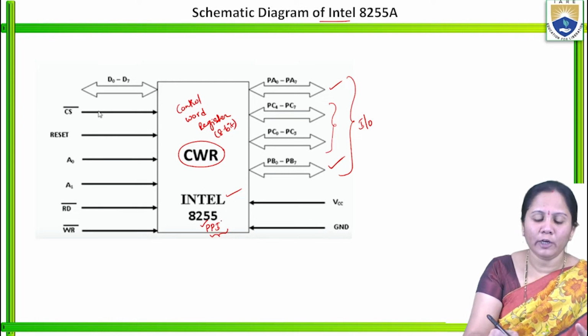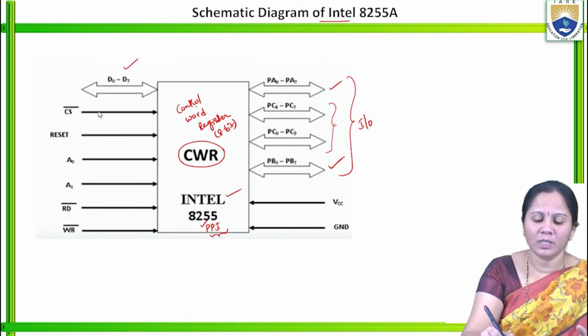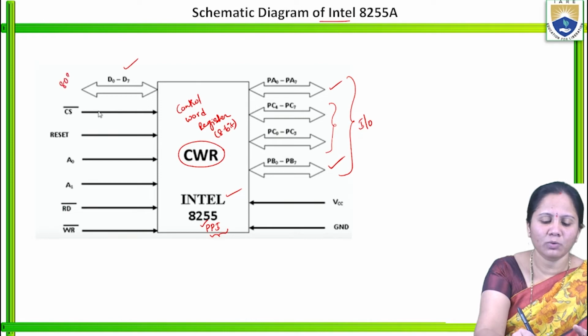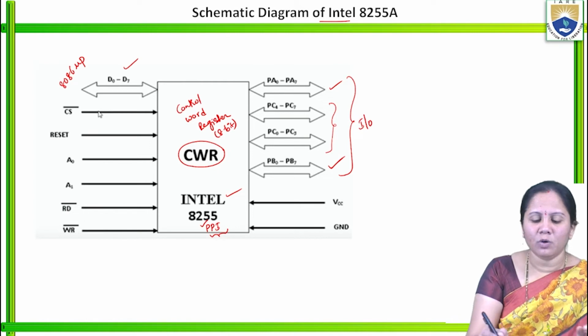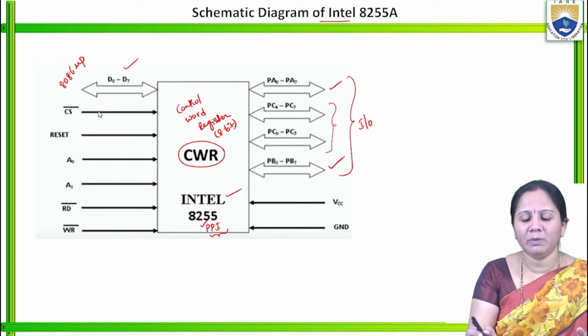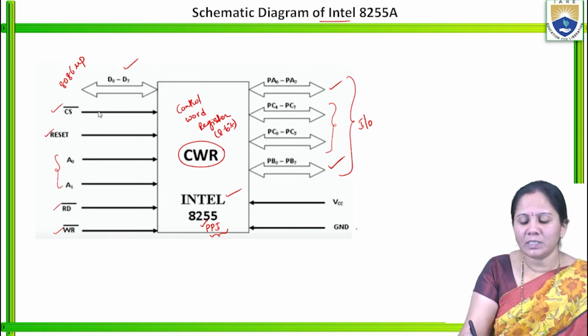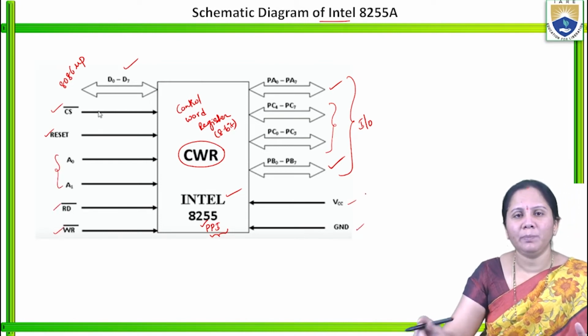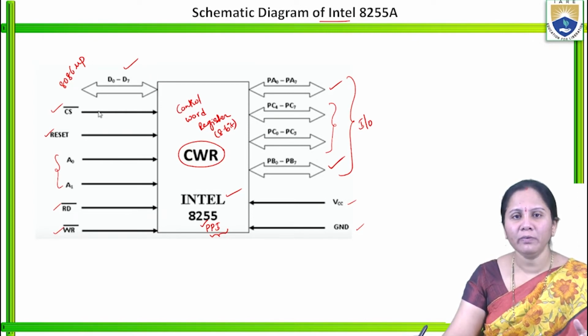This is D0 to D7, the 8-bit data bus. Using this 8-bit data bus, this 8255 will send information to the 8086 microprocessor. When data transfer is performed between IO devices and 8086 through this 8255, all the control signals like chip select, reset, the 2 address lines, read, write, VCC, ground will be activated. This is the schematic diagram of the Intel 8255 IC.